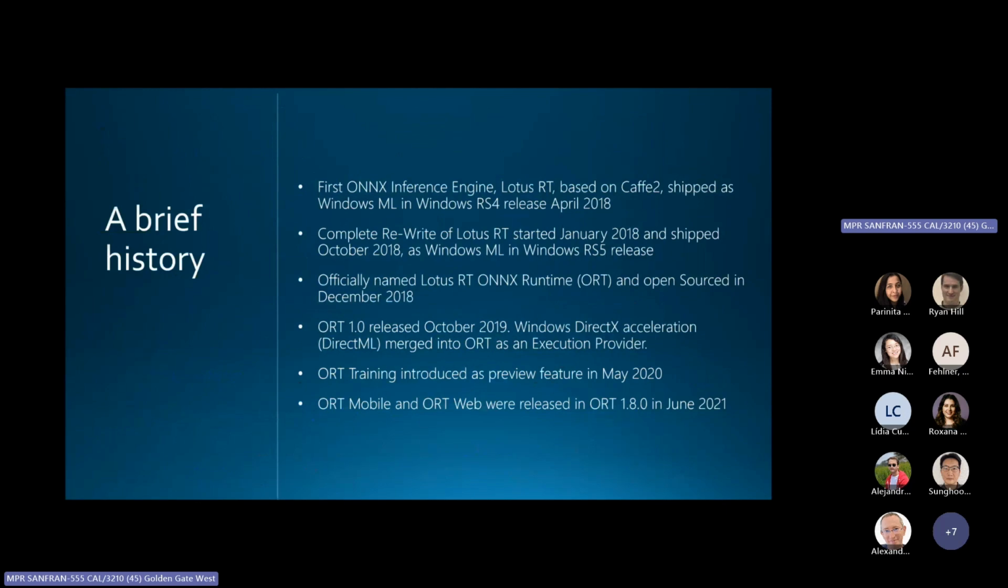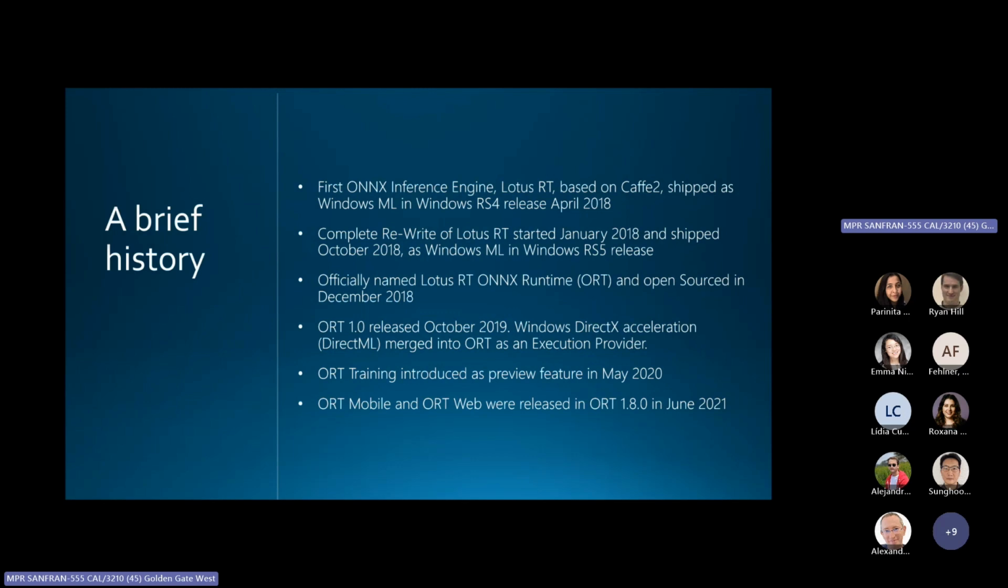So ONNX Runtime, in today's AI world, has a pretty long history, right? It's almost 6 years old now. We started ONNX Runtime at the end of 2018. Back then, the name was Lotus RT, and it was built for the Windows operating system. The very first version was based on the open source Caffe tool.